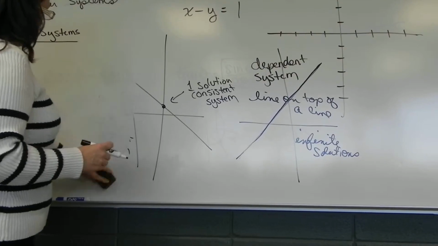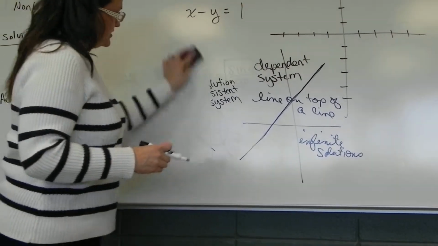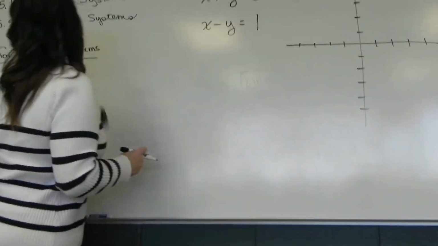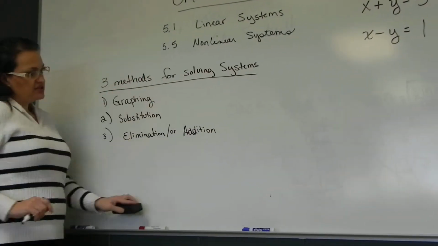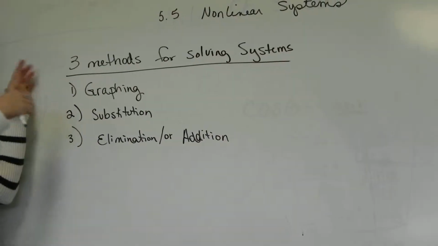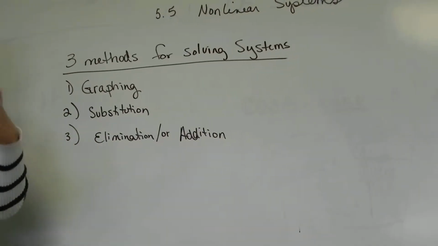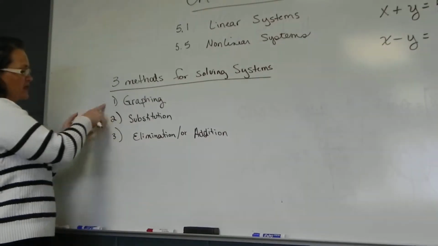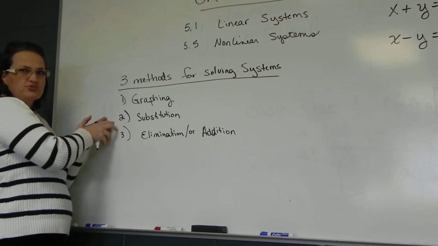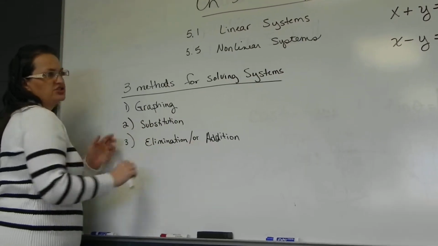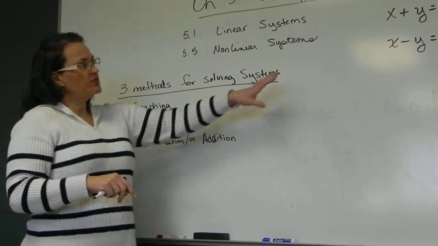So now let's talk about the methods for finding the solution. We have three methods for solving a system. Graphing. You can graph the two lines, look at your coordinate grid and see where they cross that way. The other two ways are algebraic ways though: substitution and then elimination, or addition method. So let's start with graphing.